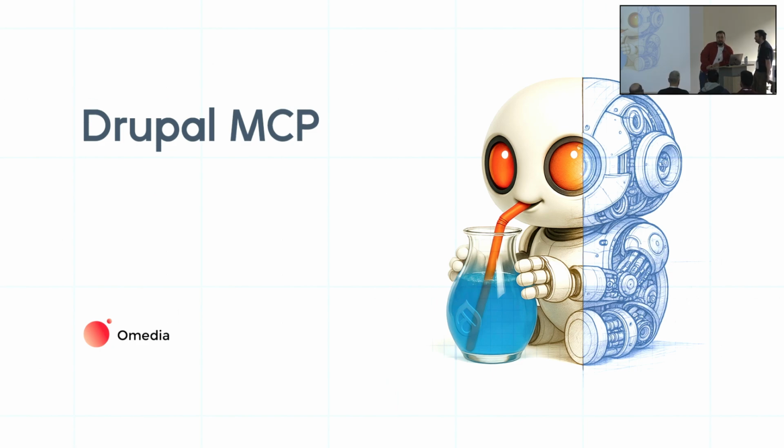I'm Giorgi from Omidia, and I'm joined with my colleague, also Giorgi, so it's easy for you to remember our names. We're from Omidia, an agency based in Georgia. About a year and a half ago, we created the first version of the Drupal MCP module. This whole session will be related to Drupal and MCP and how to use it, when not to use it, and so on.